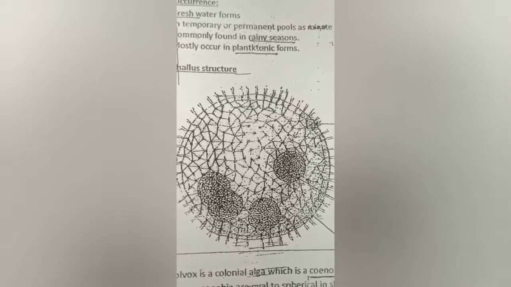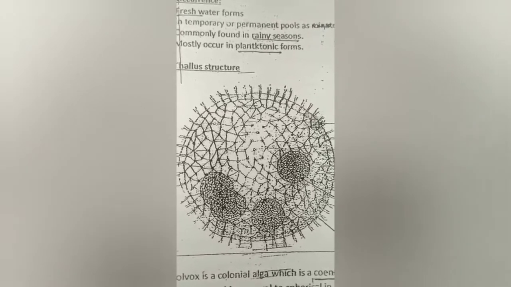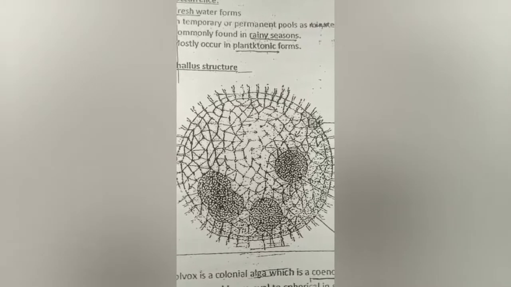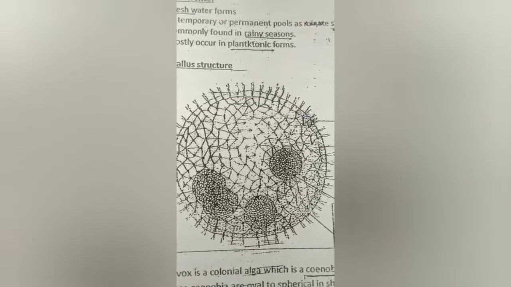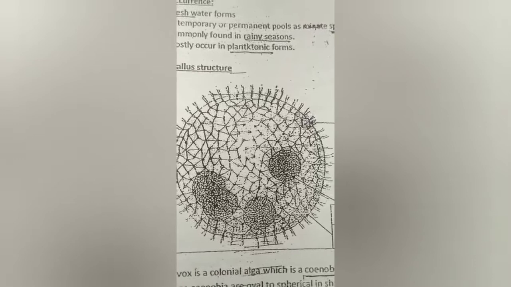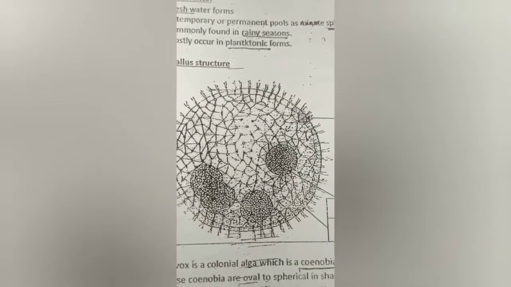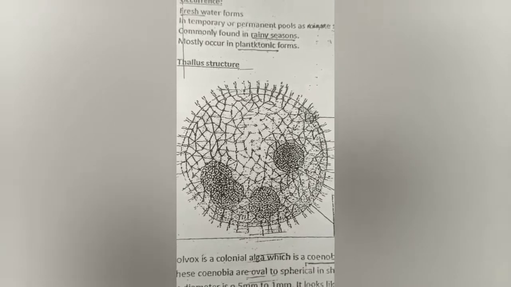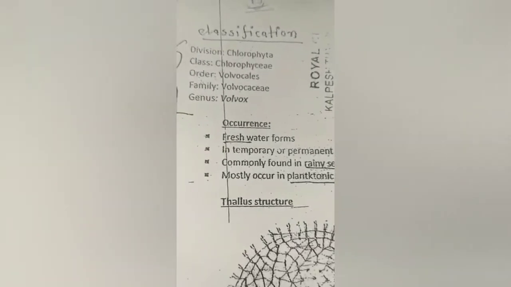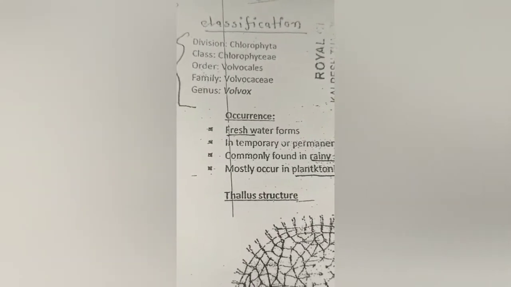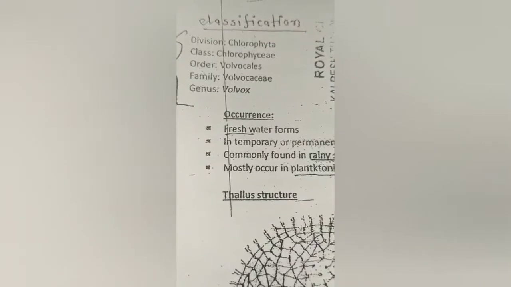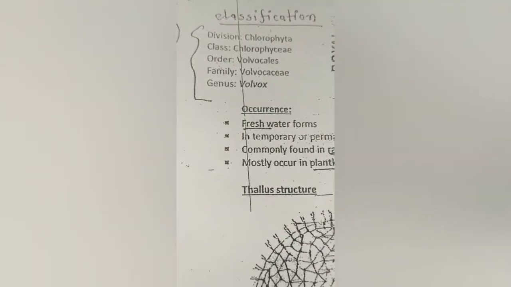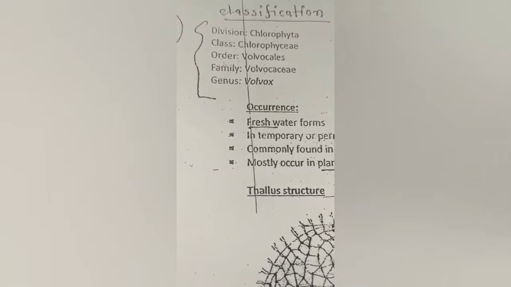Today we are learning about the general account of Volvox. In the general account of Volvox, we can study classification, habit and habitat, structure, and reproduction of Volvox. So first of all, we study the classification of Volvox. Division Chlorophyta, class Chlorophyceae, order Volvocales, family Volvocaceae, and genus Volvox.